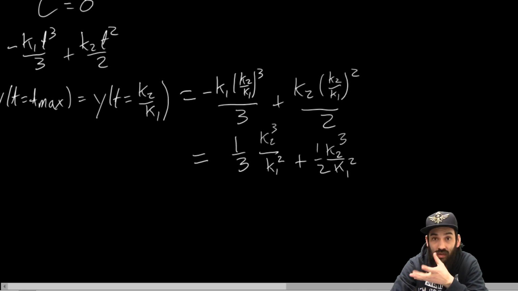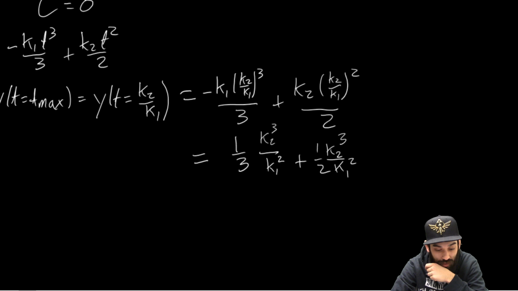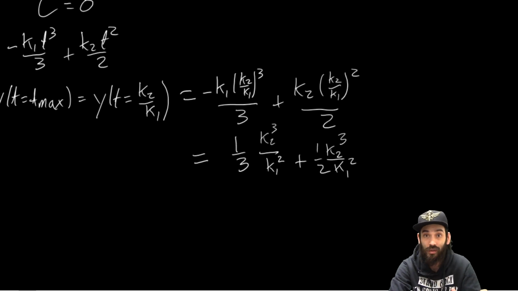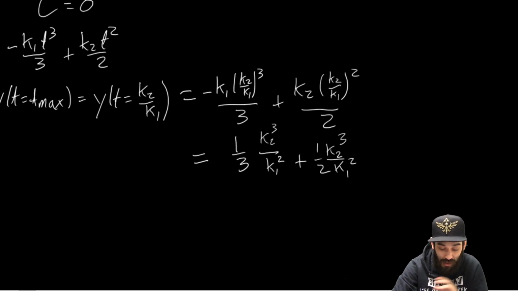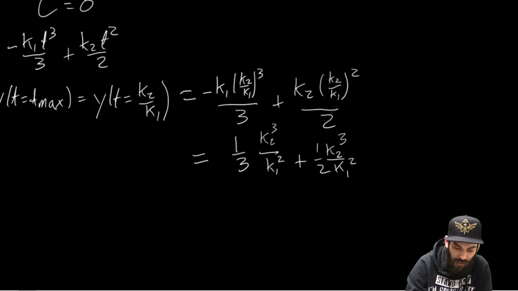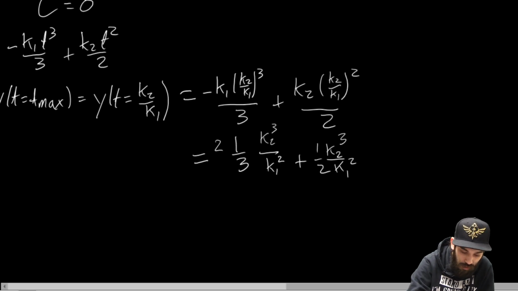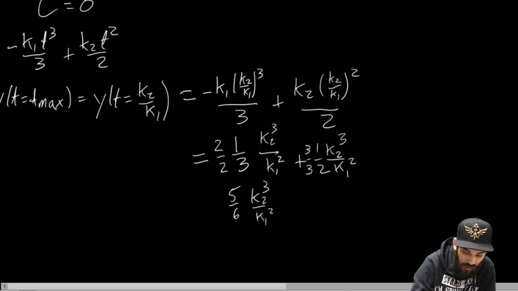We can look at this in terms of dimensional analysis, and what we see here is that these two terms can add together, right? And they should be able to add together because the units need to be the same, okay? So I can add these two together if I find a common denominator, and so that makes this a 2 over 2. This makes this a 3 over 3. So this is going to tell me ultimately that I have 5 over 6 k2 cubed divided by k1 squared. And this is what y max is going to be equal to.